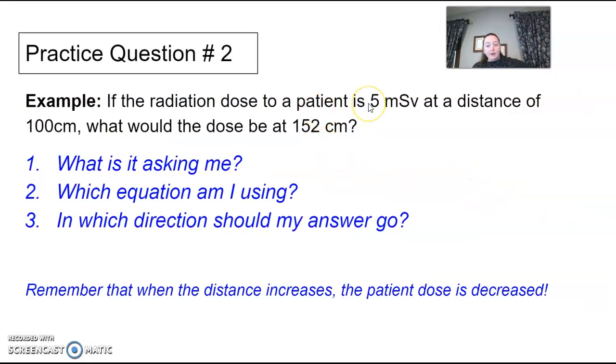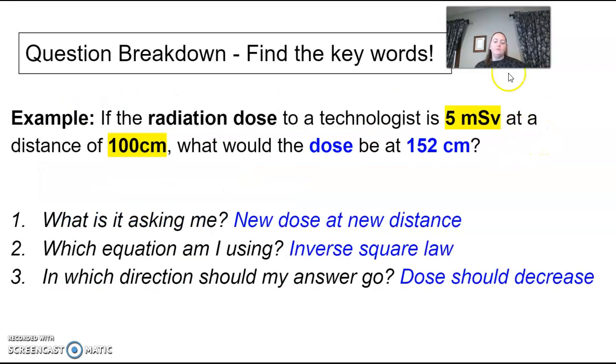Question 2, very similar. Radiation dose to a patient is 5 millisieverts at a distance of 100 cm. What would be the dose at 152? Again, what is this question asking me? Do you know which equation to use right off the bat? And which direction should my answer go? My distance is increasing, so that will reduce my patient dose.